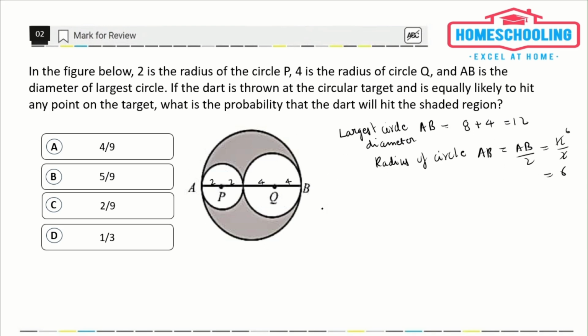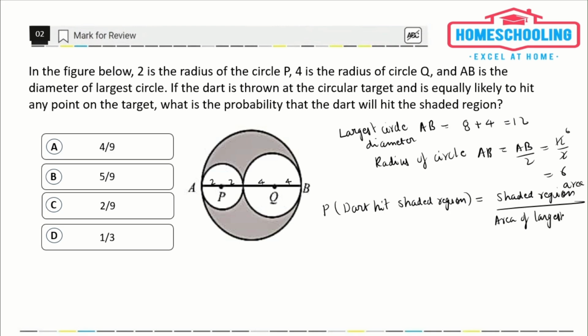Now we have to find the probability of the dart hitting the shaded region. So we want the favorable outcome, so that is the shaded region area divided by the area of the largest circle AB. So this is our total number of possible outcomes. So this is the favorable outcome where the dart should hit. So the shaded region. So how are we going to find the shaded region?